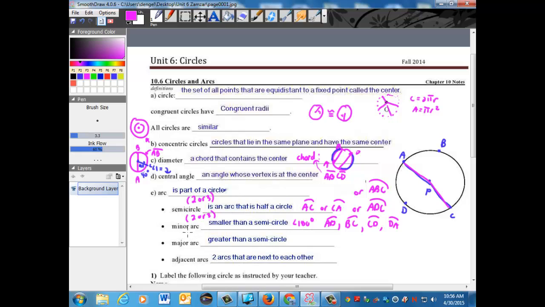Alright, for the major arc, we always use 3 letters only. We can't use 2 letters. And this is going to be greater than 180 degrees. So for the major arc, I could say major arc ACD. I could say major arc DBC. I could say major arc CDB, and there's more.